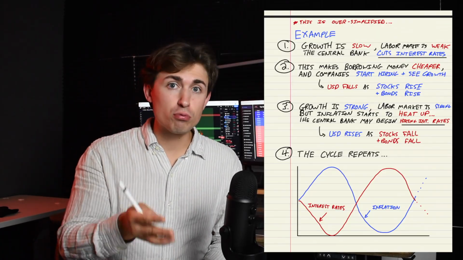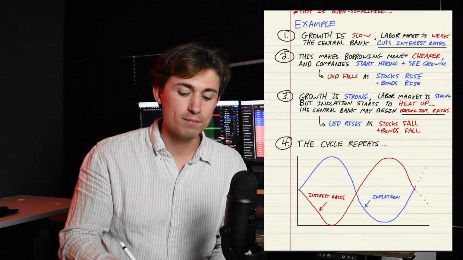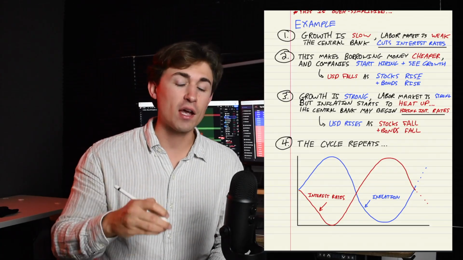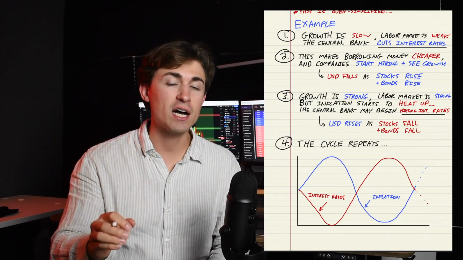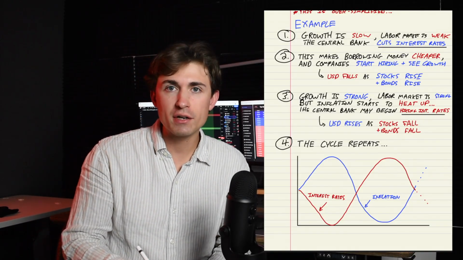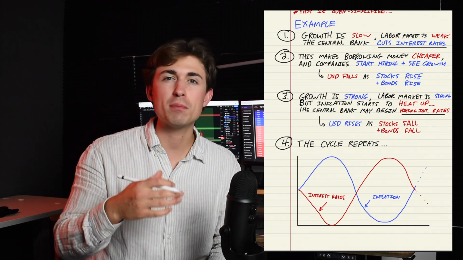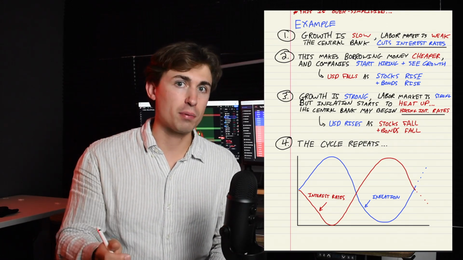So let's do a really simplified example. Phase 1, growth is slow, labor market is weak, and the central bank decides to cut interest rates. Now, this is a theoretical example. So the growth of an economy is really slow. Things are not doing very well, and the labor market is weak, people are unemployed, and there's a problem.